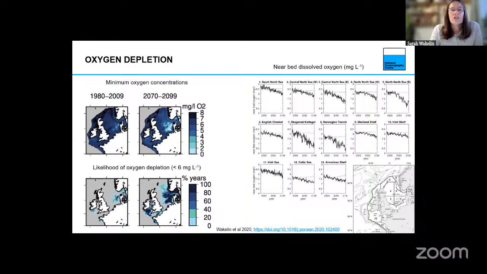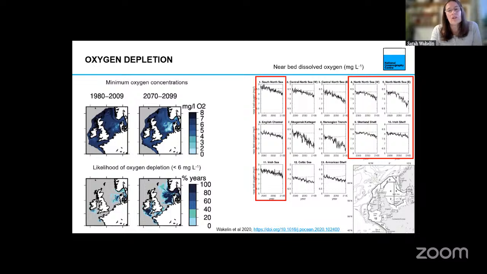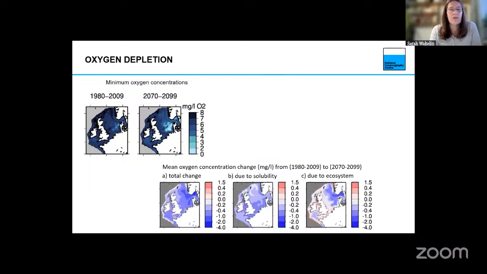And if we looked at time series, we saw a similar pattern here to what was happening in the temperature, with a constant trend sort of more on the shelf and with a sort of increasing trend in oxygen decline in the open ocean waters. So this led us to be able to diagnose the total decline into a solubility impact due to changes in salinity and temperature, and another one due to changes in the ecosystem.